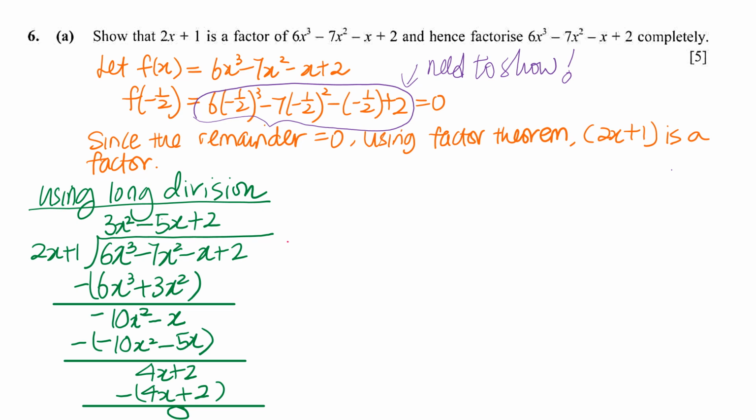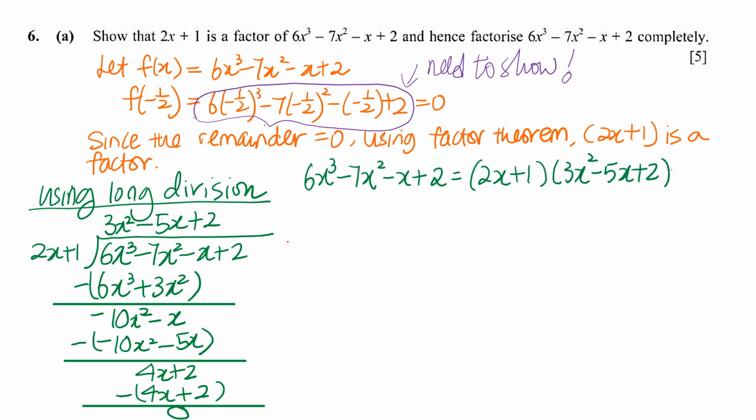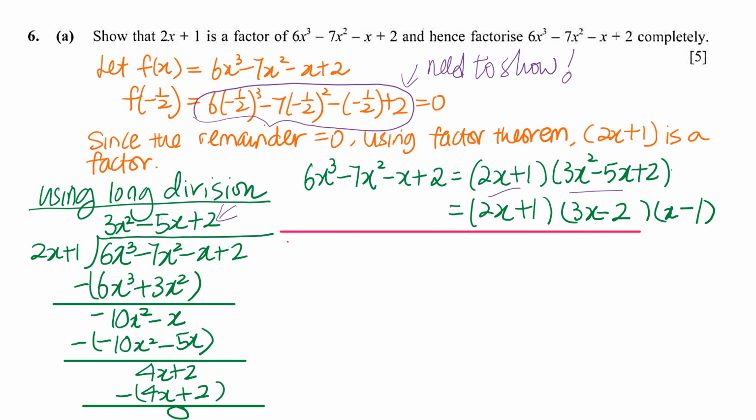Alright, and after we have done that, we can break it up into a linear factor. This is your linear factor, and this is your quotient. And your quotient is actually a quadratic polynomial which you can factorize further. Alright, so this is using long division. Otherwise, you can use comparing coefficients of the similar terms.